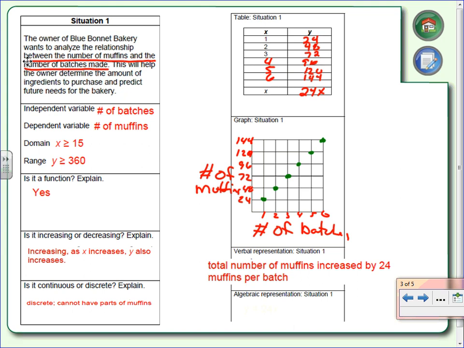The last thing we're going to do is write an algebraic representation. So now we're going to take that statement and see if we can't write a rule or a function that describes this. Okay? So anybody want to take a stab at it? What do you think? What's the rule?